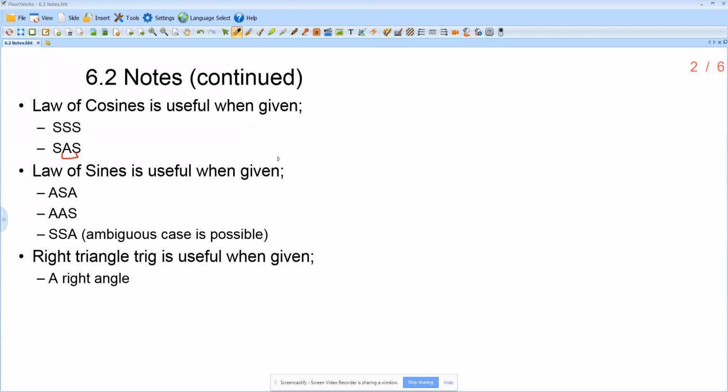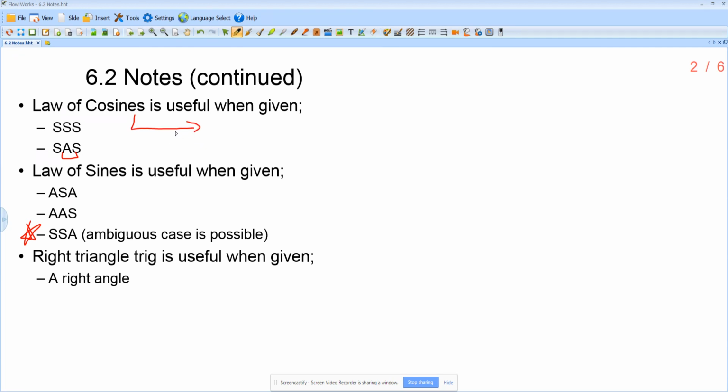After that, recognize that you can do law of sines. Law of sines, however, has a little bit of a concern that I'll talk about in a second. But law of sines is useful if I have angle, side, angle, or angle, angle, side, or side, side, angle, which is that ambiguous case being possible. So there might be 2 triangles, there might be 1 triangle, there might be no triangle. Right triangle trig, just stuff that you were already used to, is only useful if you have a right angle.